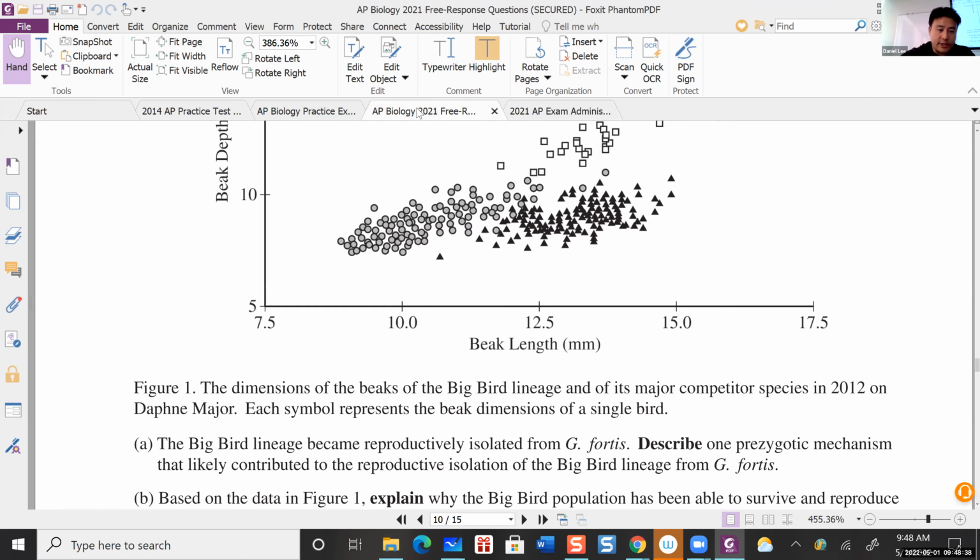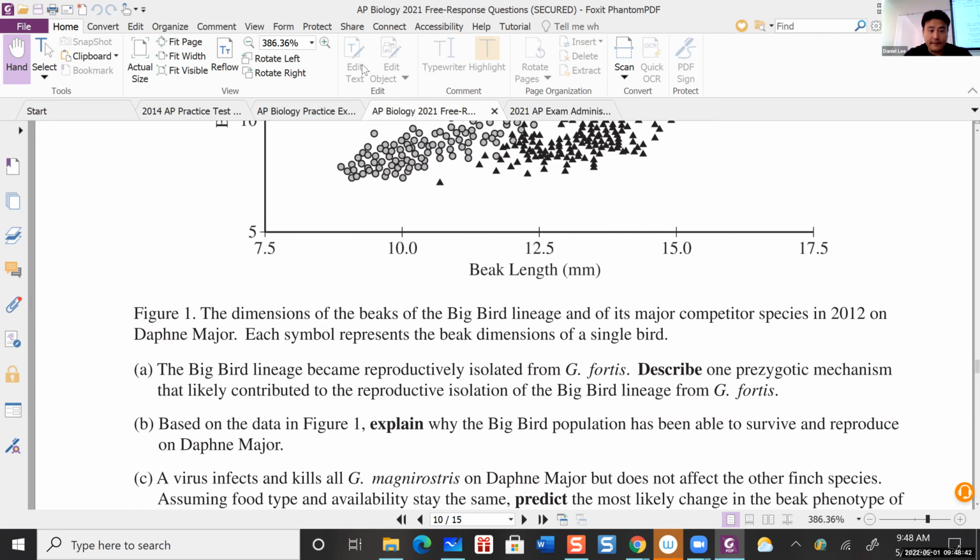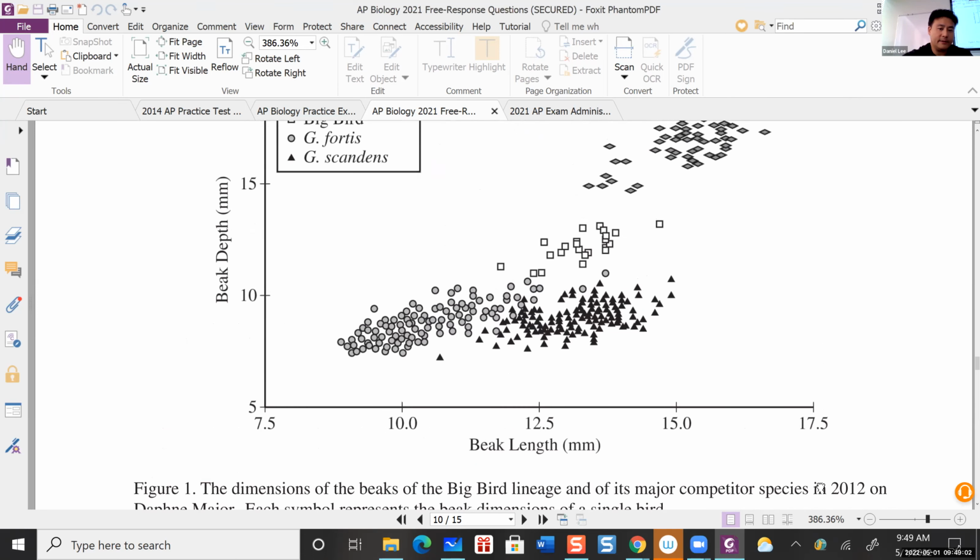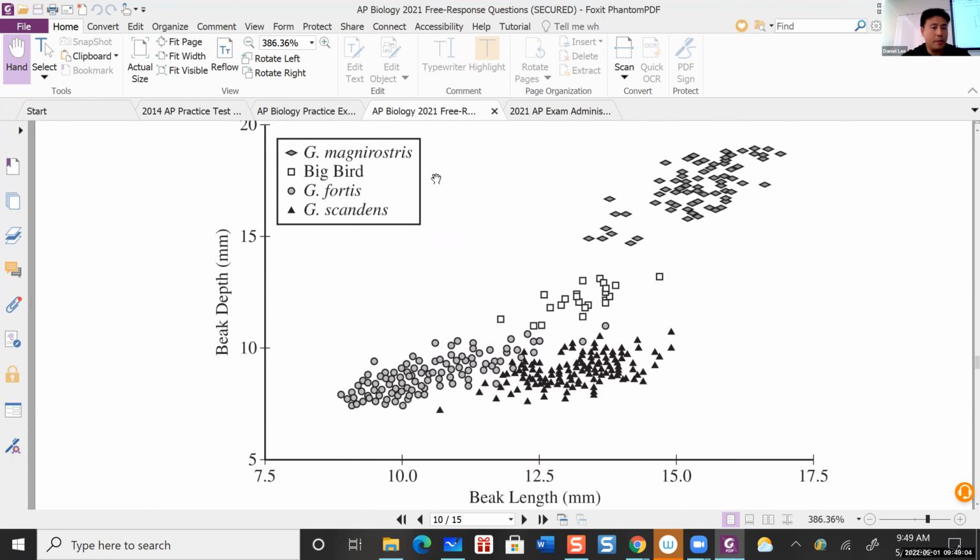If you look at the next question, based on the data in figure one, explain why the big bird population has been able to survive and reproduce. So you cannot guess here. It says based on the data. So this is data-based, evidence-based reasoning. So you've got to go to the data. So why can they survive and reproduce? I'm looking here. This is the data. So remember, we're pointing out the data.